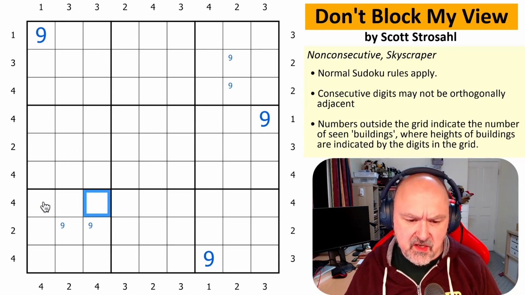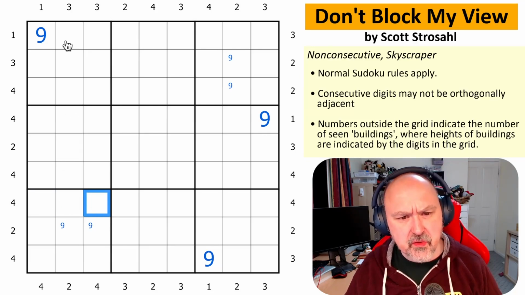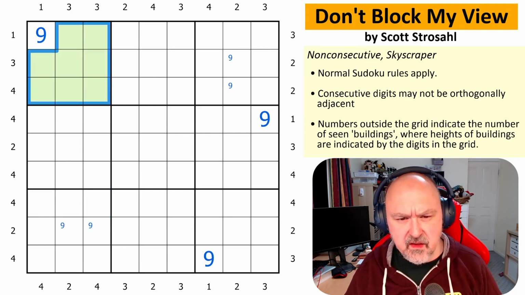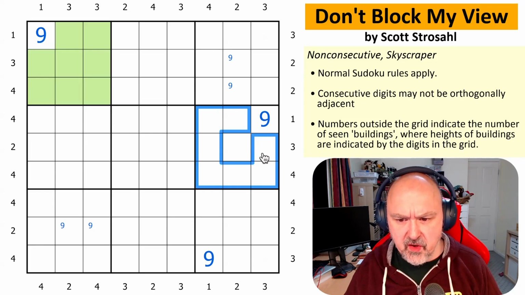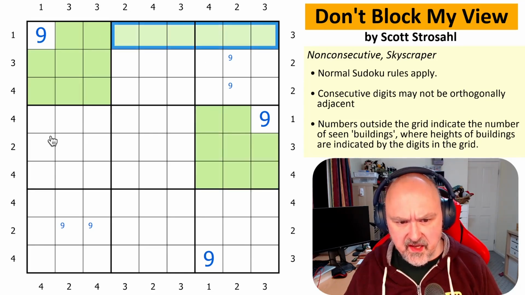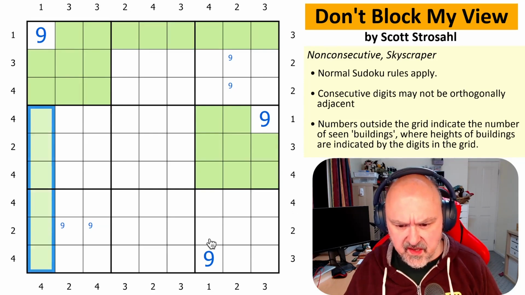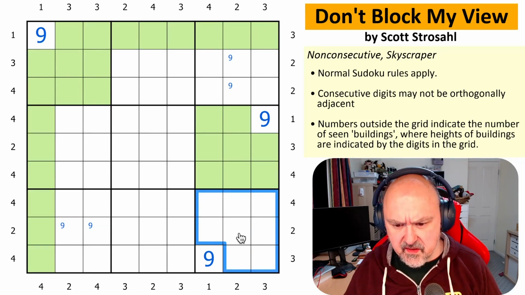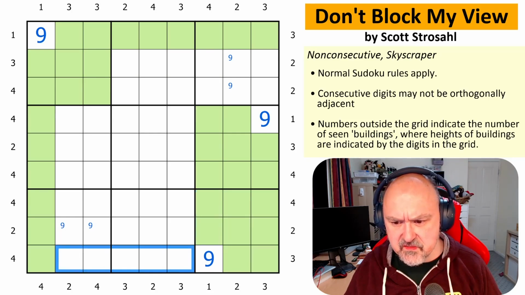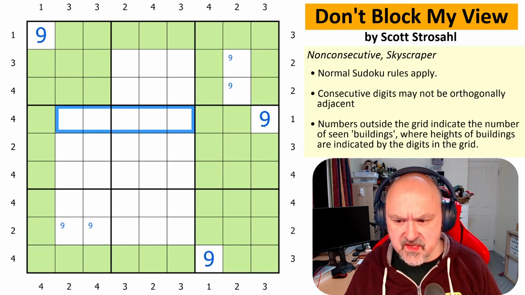So when I'm positioning... So maybe what I should do is highlight where 9s can't be. 9s can't be there. 9s can't be there. So let's just exclude all the Sudoku possibilities. 9s can't be there. I think that's all the Sudoku stuff.